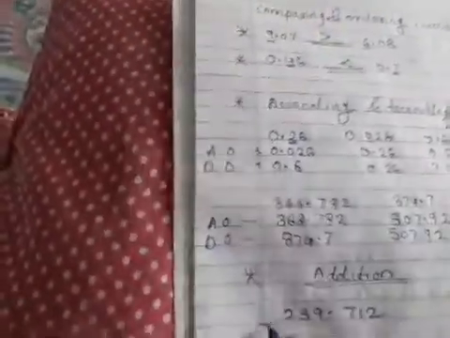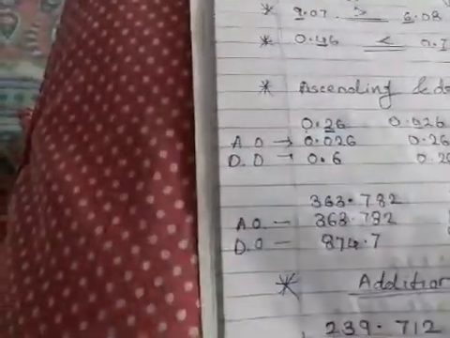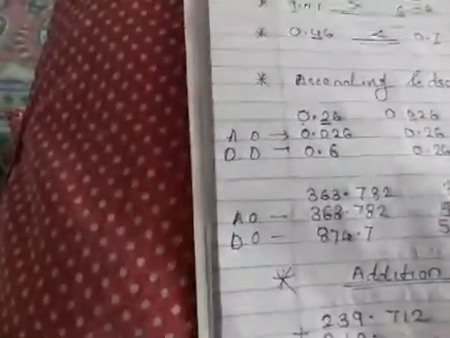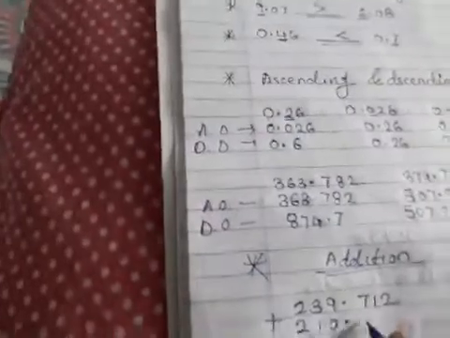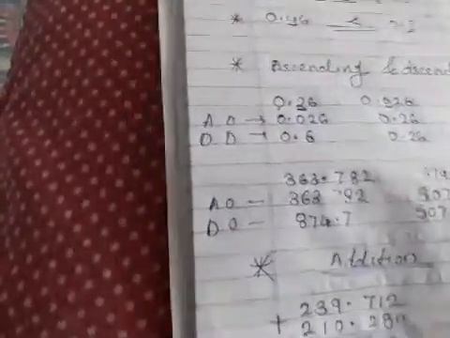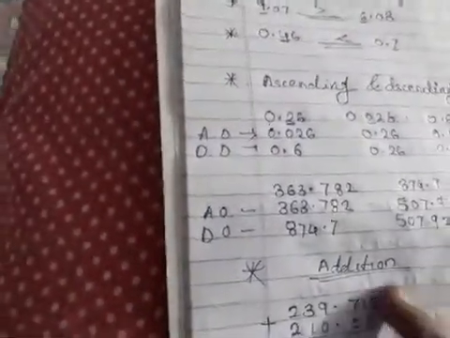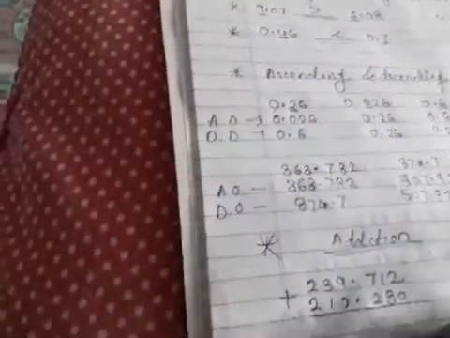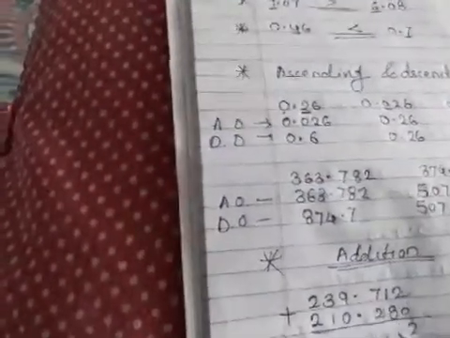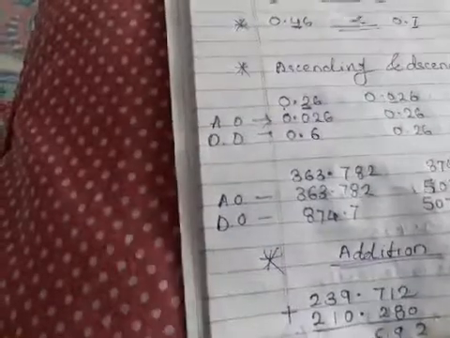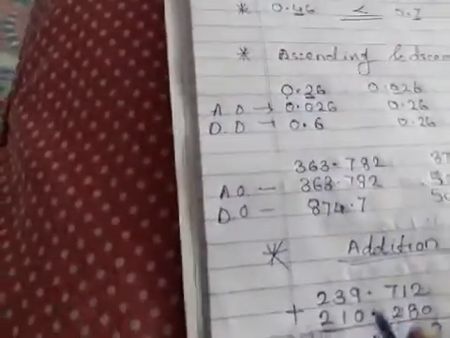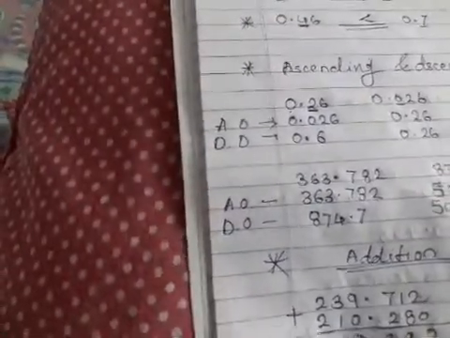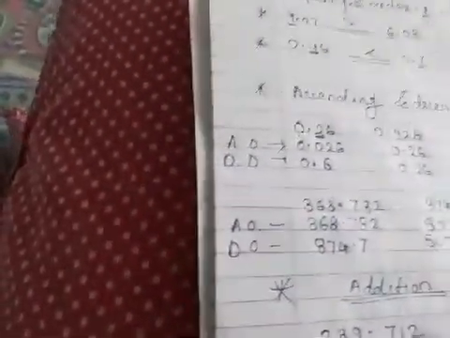239.712 plus 210.280. Where is the point? There give the point, one below the other. Now you start from the last number. Okay, 2 plus 0 is 2, 1 plus 8 is 9, 7 plus 2 is 9. Where is the point? There give the point. 9 plus 0 is 9, 3 plus 1 is 4, 4. Same as it is.